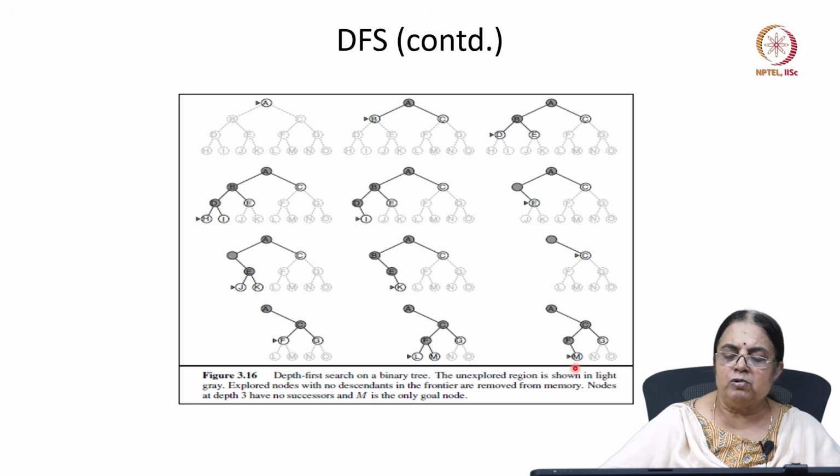So if your goal is, say, M here, you have to go through all these things till you come to M. But at the same time, if your goal state had been somewhere here, then it would have found the goal state fast.